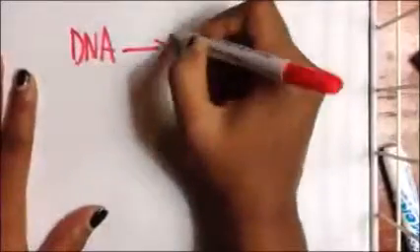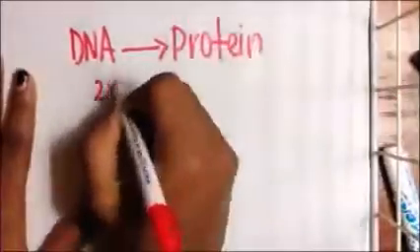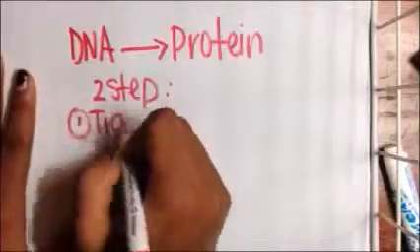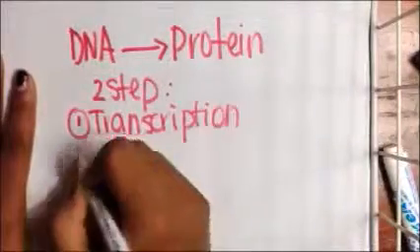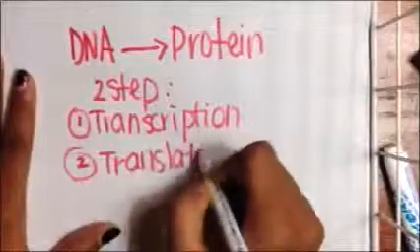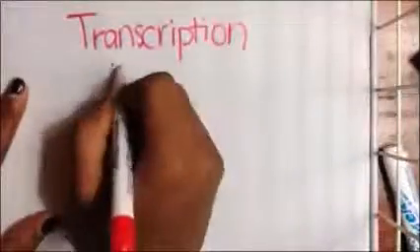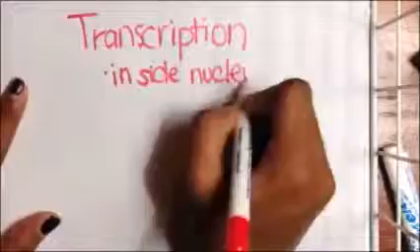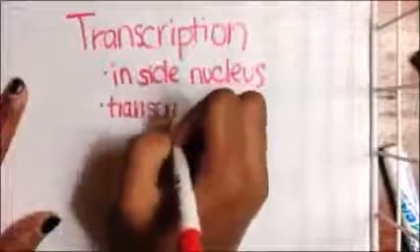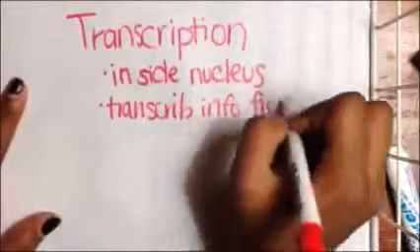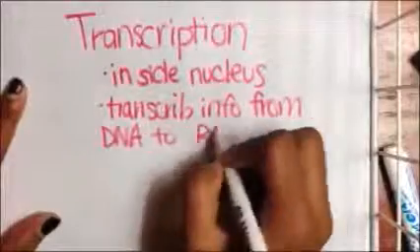Now let's move on to the actual process. The process of DNA to protein is a two-step process: transcription and translation. Step 1, transcription. This takes place in the nucleus, and it's the process of transcribing information from the DNA to the mRNA, which stands for messenger ribonucleic acid.